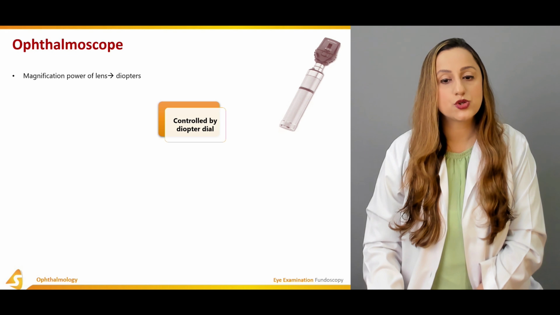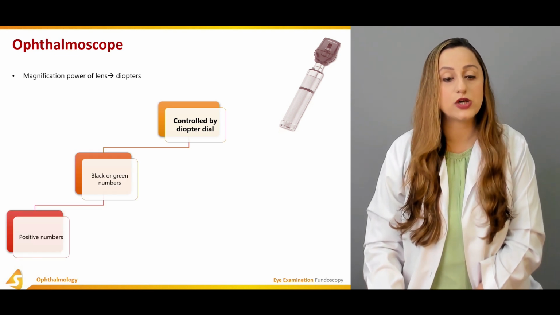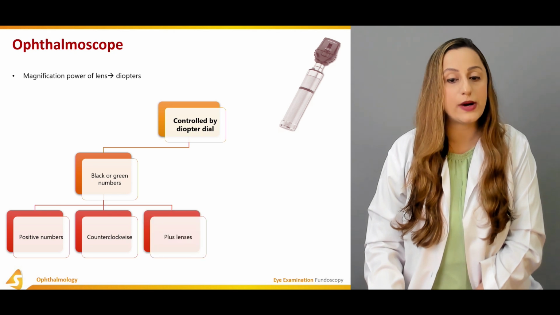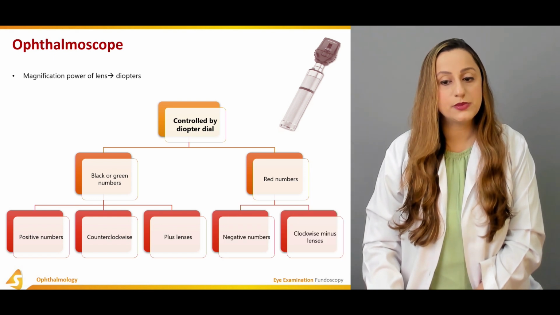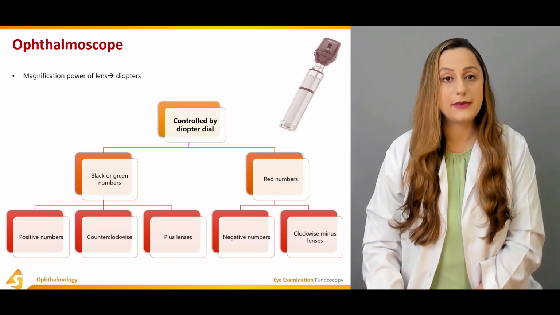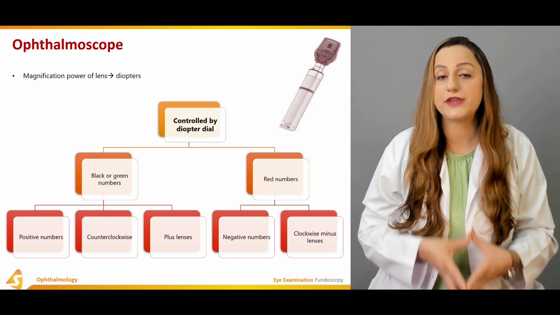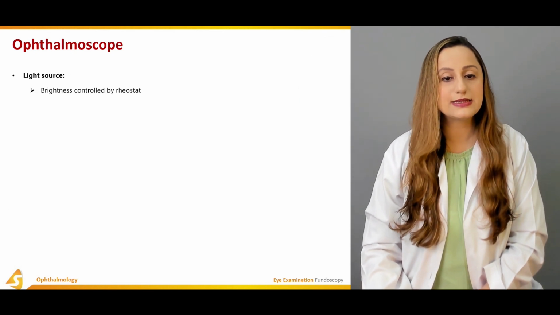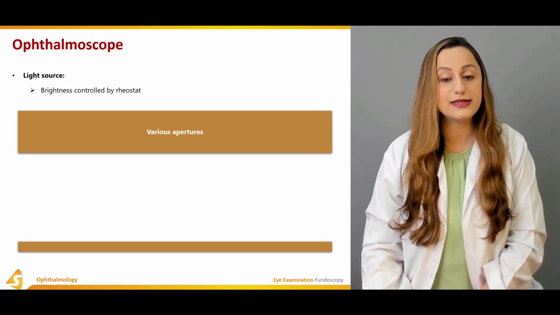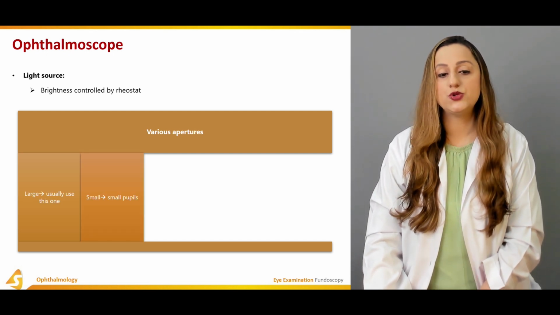The magnification power of the lens is observed in diopters. It is usually controlled by a diopter dial that includes the black or green numbers, positive numbers, and they are counterclockwise, and they are basically the plus lenses. Then we have the red numbers that include the negative numbers, and the clockwise minus lenses. Knowing these numbers when you're using an ophthalmoscope is very important. Light sources: the brightness is controlled by a rheostat.